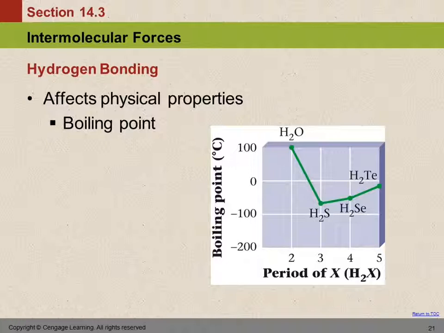If we graph the boiling points of these, H2Te has a boiling point just below 0 degrees Celsius. H2Se looks like maybe minus 50 degrees Celsius, and hydrogen sulfide, which is a gas at room temperature, has a boiling point of maybe minus 70 degrees Celsius. This trend usually would continue, and we would predict the boiling point of water to be down here around minus 100 degrees Celsius.